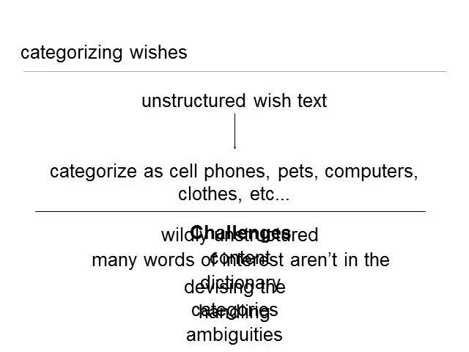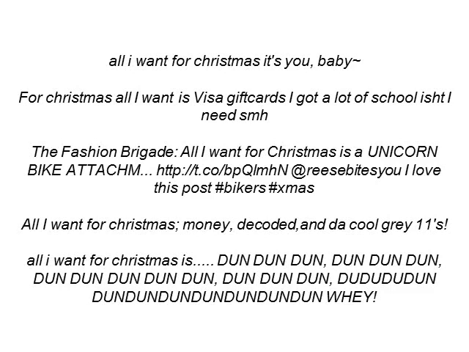All I want for Christmas, it's you, baby, with a tilde. For Christmas, all I want is Visa cards. I got a lot of school, blah, blah, blah. These things are not necessarily even easy to parse. The Fashion Brigade, all I want for Christmas is a unicorn bike, attach them. So this is actually truncated, so a human being can complete that, but a computer does not necessarily know that that means attachment. And so actually trying to resolve that is difficult.